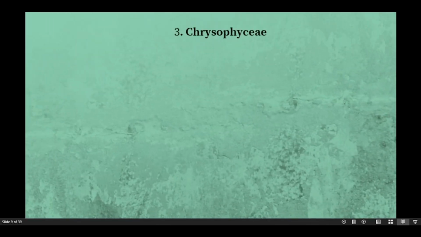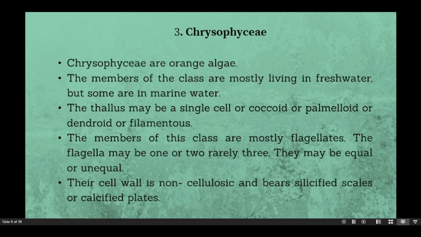Third class is Chrysophyceae. Chrysophyceae are orange algae. The members of the class mostly live in fresh water, but some are in marine water. The thallus may be a single cell or coccoid or palmelloid or dendroid, or it may be filamentous. The members of this class are mostly flagellates. The flagella may be one or two, rarely three. They may be equal or unequal.